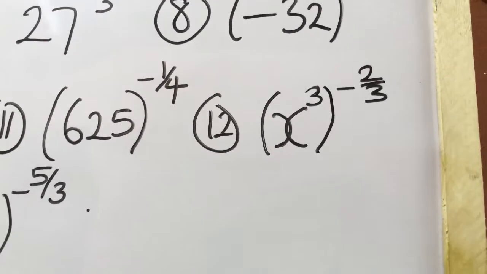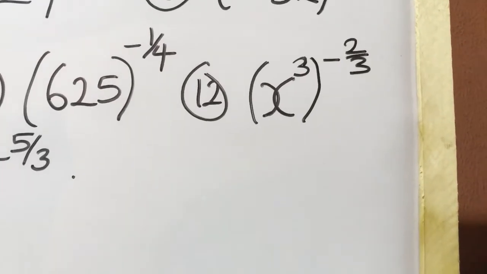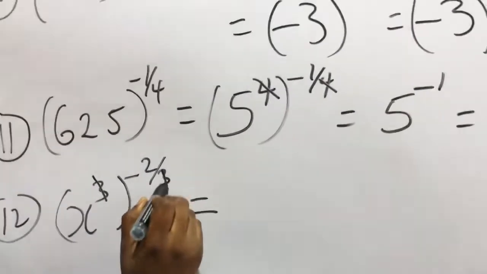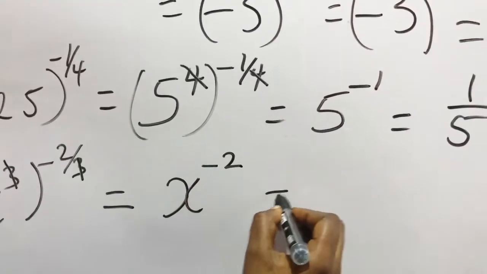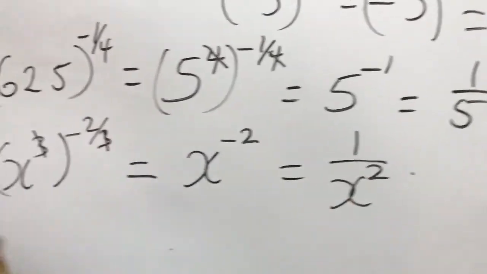x cubed raised to the power of minus 2 over 3 will be equal to, this 3 will cancel this 3, so we have x raised to the power of minus 2, which is equal to 1 over x raised to the power of 2.